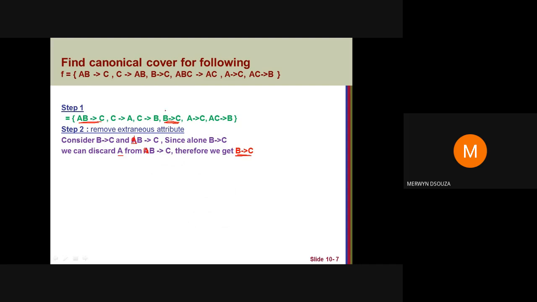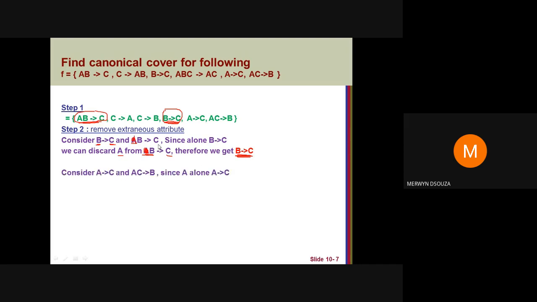I'm making use of both of these. Since B alone can determine C, we can discard A from this, and we will get B determines C. We don't need a combination of A, B to determine C, because B alone is sufficient to determine C. So when we discard A from here, we get B determines C.